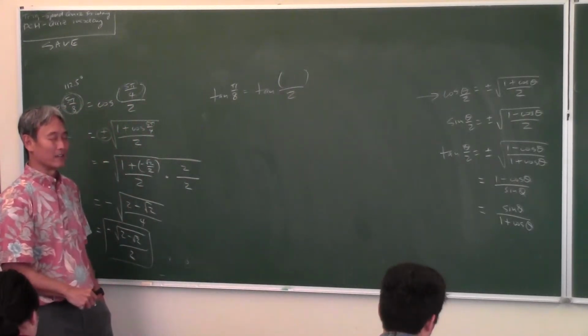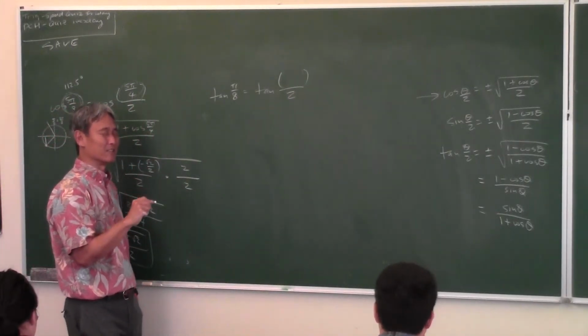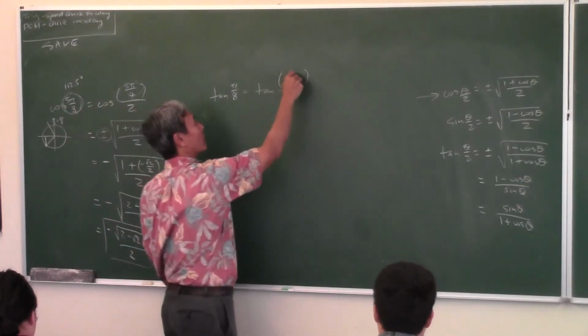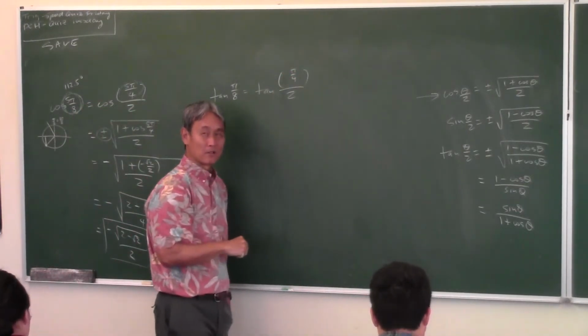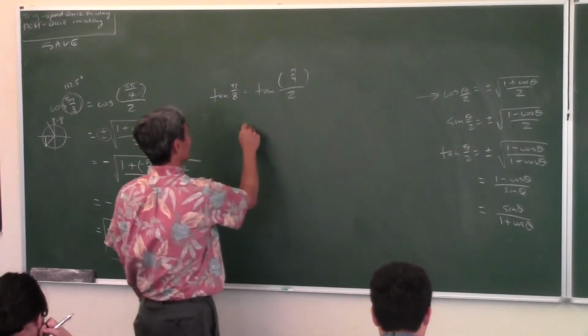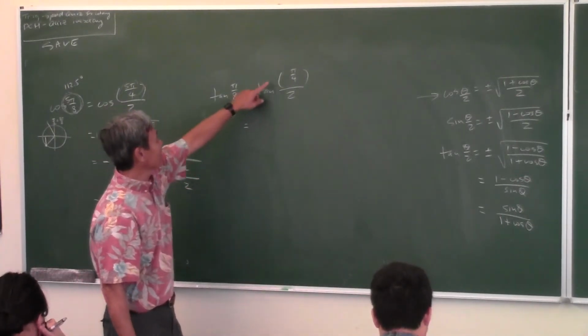What is pi over 8? Pi over 8 is what divided by 2? Pi over 4. And is that an angle I'm supposed to know? Yes. Okay, so now tangent theta over 2.